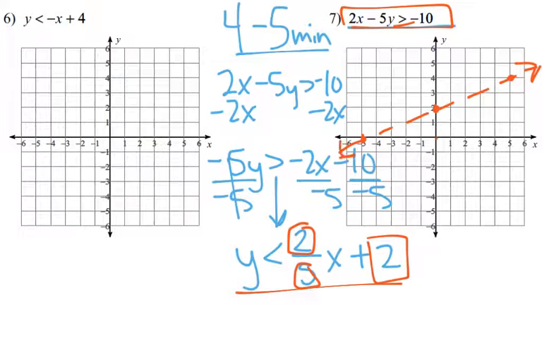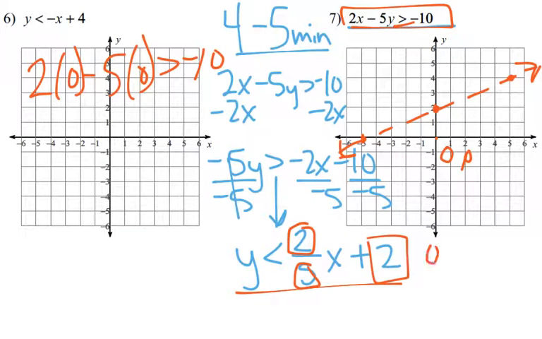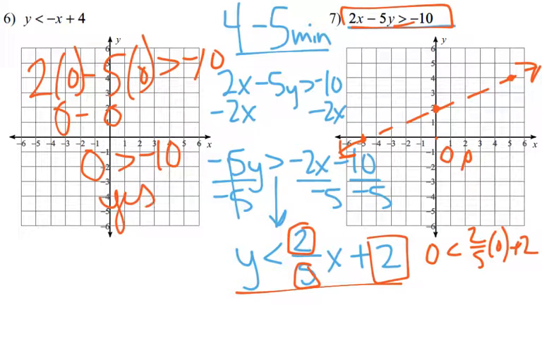Okay, we pick that test point 0, 0. Now with our test point, it doesn't matter which side we do it on. I can go 2 times 0 minus 5 times 0 is greater than negative 10. Or I can do 0 is less than 2/5 times 0 plus 2. See, it works out either way. So 0 minus 0 is 0. Is 0 greater than negative 10? Yes, that's true. So we should shade this side.